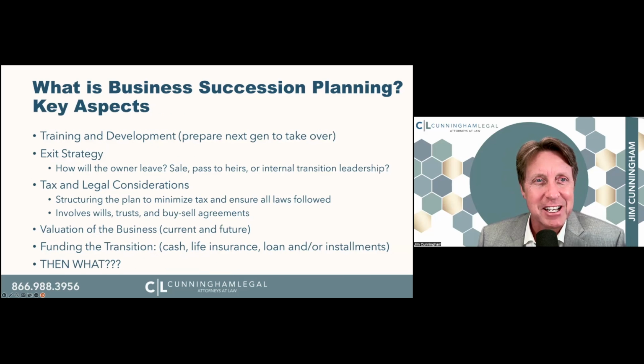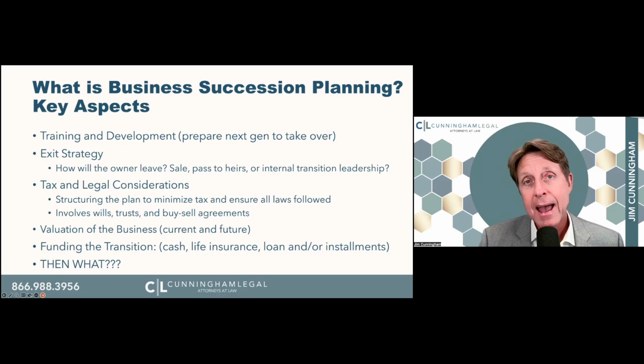It's kind of funny. What are some key aspects of business succession planning? Well, training and development, and this is preparing the next generation to take over, right? Whoever that is, these could be outside people, they could be inside people. You need to train your people. If you're going to be selling to an outsider, having written processes really helps with value. Companies that have written procedures and processes tend to sell at a higher multiple than those that don't.